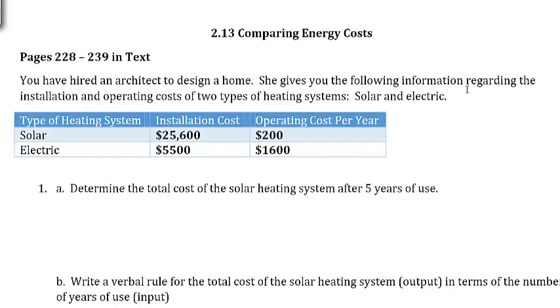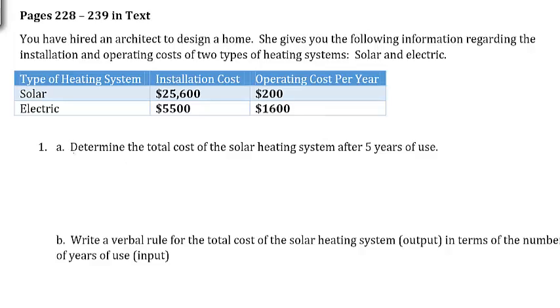She gives you the following information regarding the installation and operation costs of two types of heating systems, solar and electric. So if you have a solar system, the installation cost is quite high, $25,600, and the operating cost per year is a lot cheaper, $200 a year. For an electrical heating system, the installation cost is relatively low, $5,500, but your yearly costs are a lot higher at $1,600.